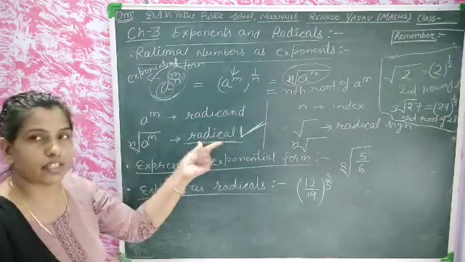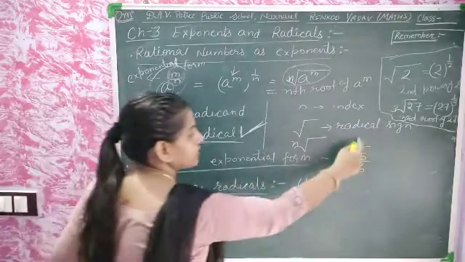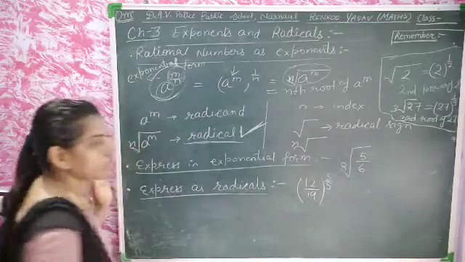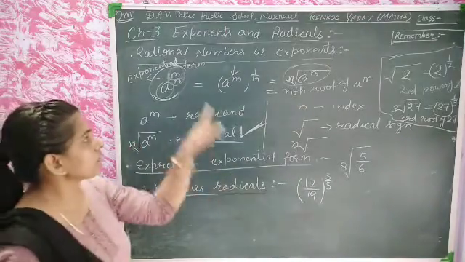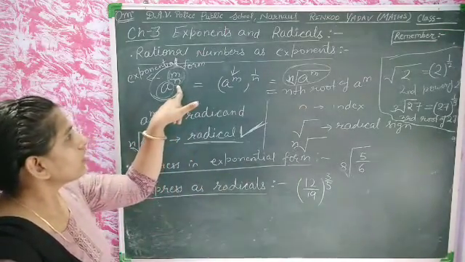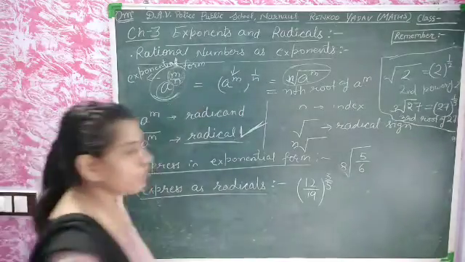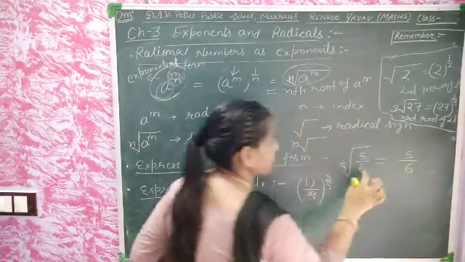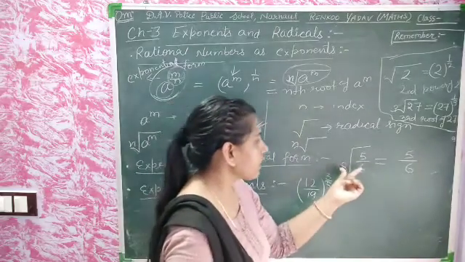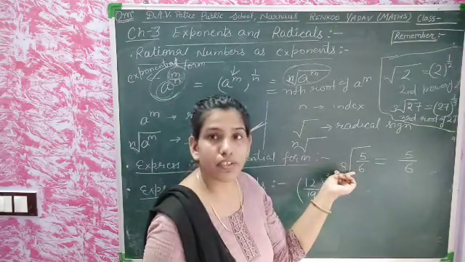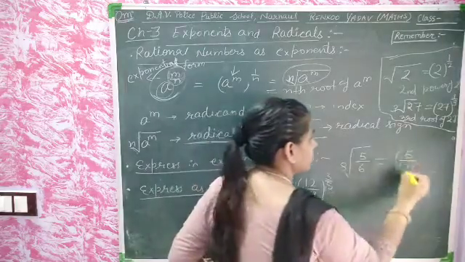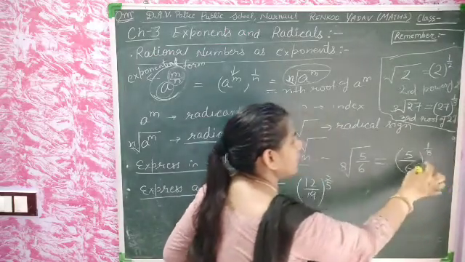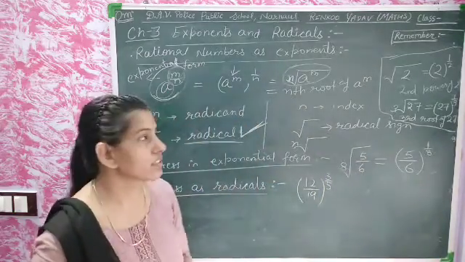It's called a radical, and we have to see here. This is the radical, and we have to change it into the exponential form. It means we have to write it in this form. That is 5/6, and what is the power of 5/6 here? The 8th root. It means its power is 1 divided by 8. This is the 8th root of 5/6.